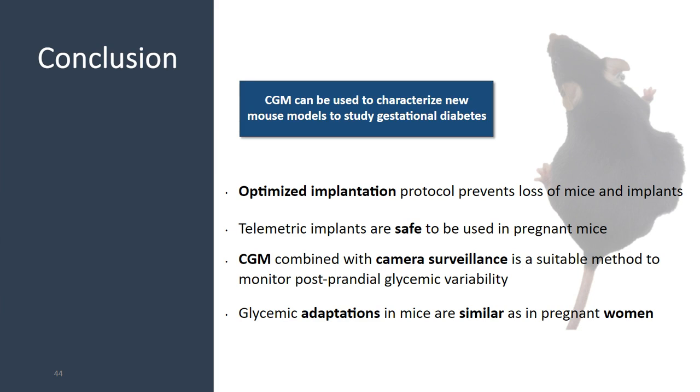And all of this together means that continuous glucose monitoring could be used to study and characterize new mouse models in the research that could help in the research for gestational diabetes.